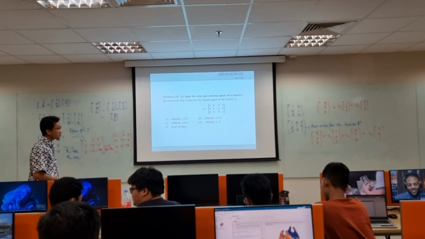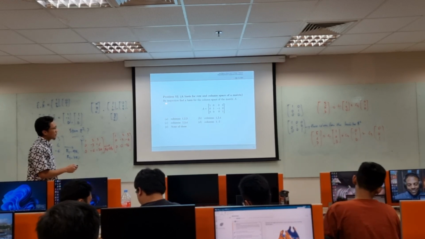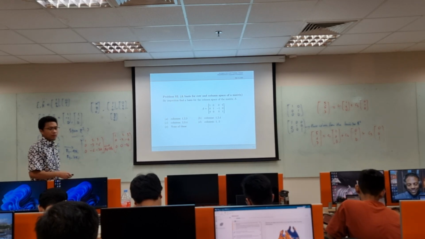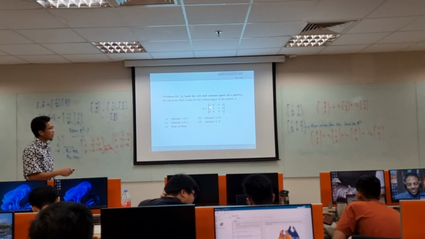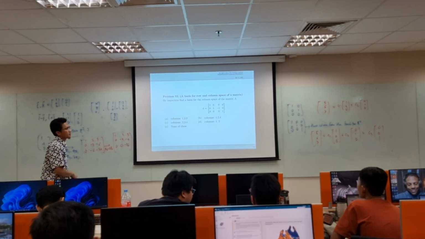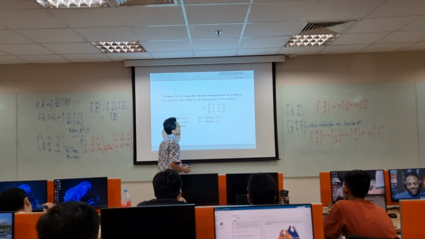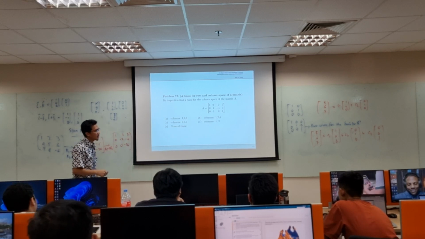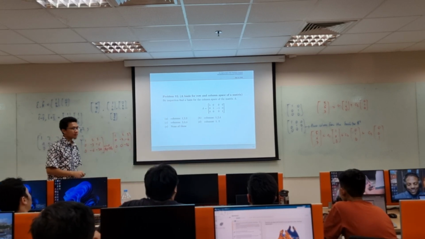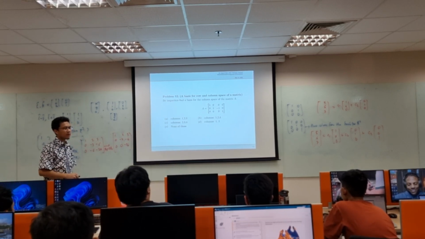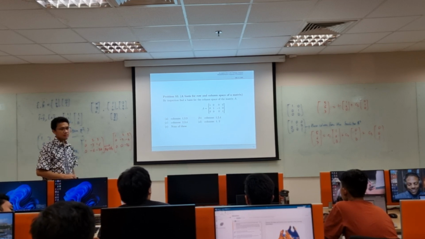Okay. Now, can you find the basis for the column space of matrix A? We have 4 columns. Which columns form the basis? 1, 2, and 4, that's correct.